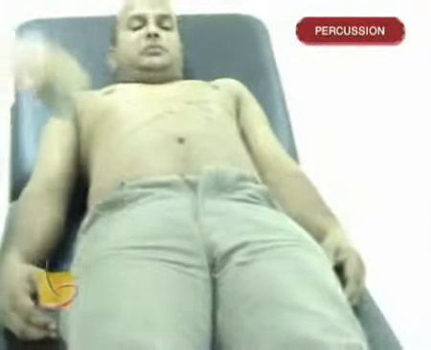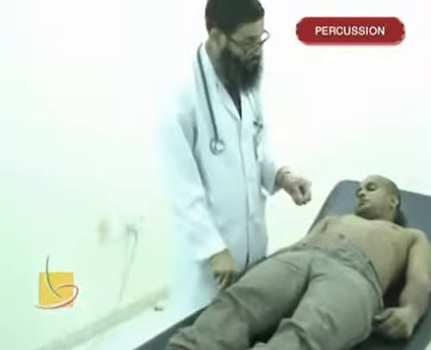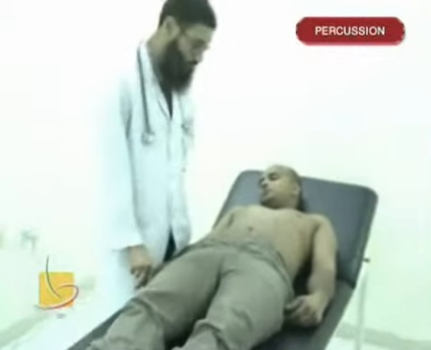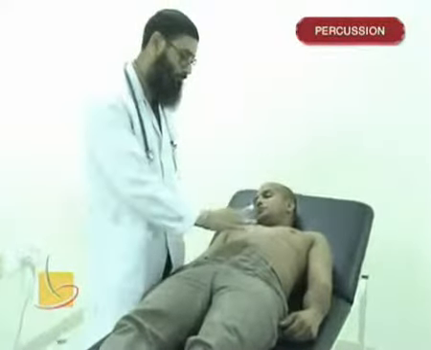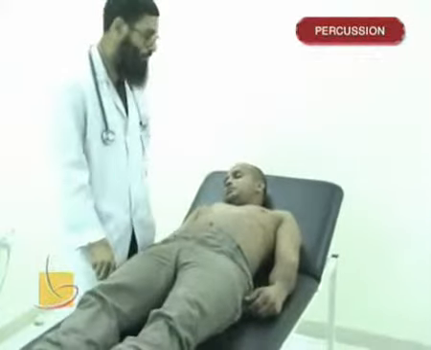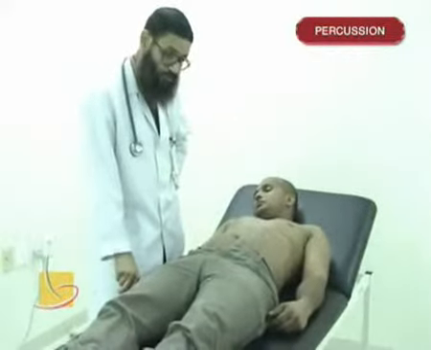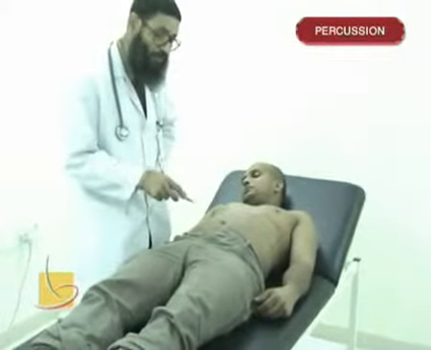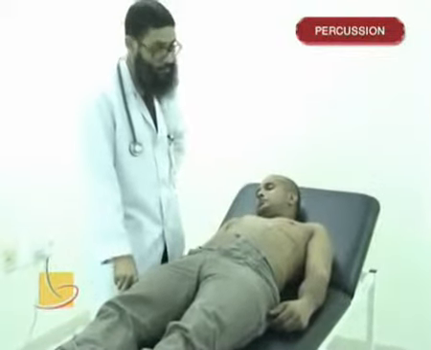Which is more sensitive? Is it the shifting dullness or the transmitted thrill? Of course, the shifting dullness is more sensitive. Fluid thrill will not be positive unless there is really accumulation of a very big amount of fluid in the abdomen of the patient, liters. Some people may say even more than 2 to 3 liters or above, while shifting dullness may be positive in as low as 500 ml only of fluid in the abdomen of the patient. That's why we consider it a more sensitive technique.